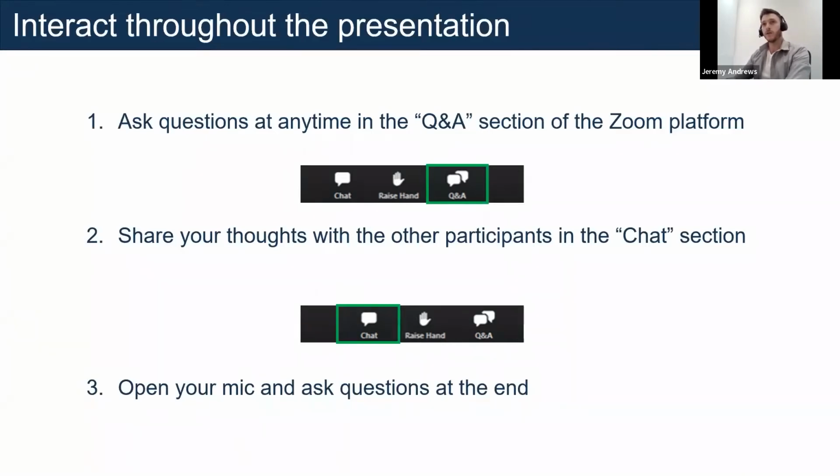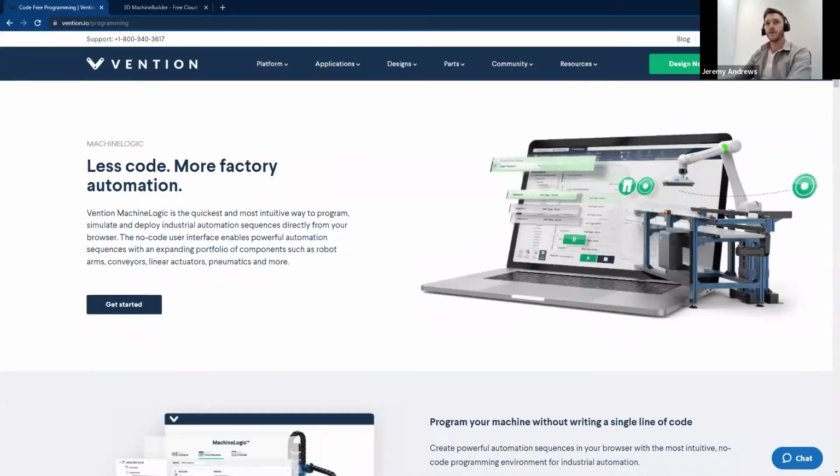So without further ado, I'll jump right into it and go off to the first portion, which is configuring your machine. The first thing that I like to do before going to the configuration page, for those that are new to Vention's platform a little bit, is to talk about what a MachineLogic is. So MachineLogic is the program that I will be using to create these automation sequences. At its core, MachineLogic is a code-free programming and simulation tool that's designed for industrial automation. And the greatest thing about it is it's available directly within your browser. You don't have to download or do anything like that.